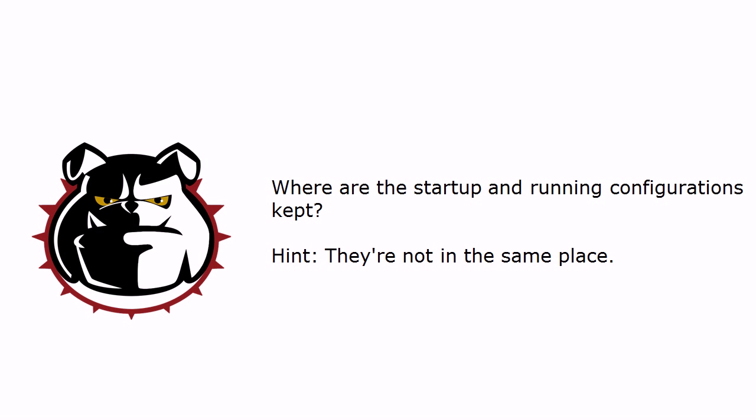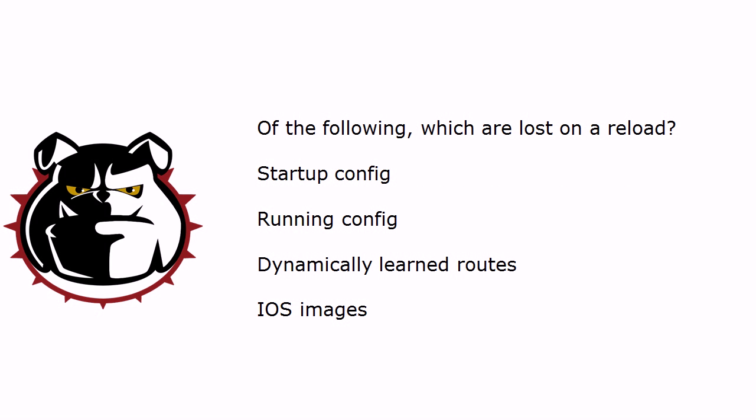Where exactly are the startup and running configurations kept? My one hint to you is that they're not in the same place. And we better know what kind of things we're losing on a reload and what we're not. So of the following, of startup config, running config, dynamically learned routes, and the IOS images, which ones do we lose on a reload?